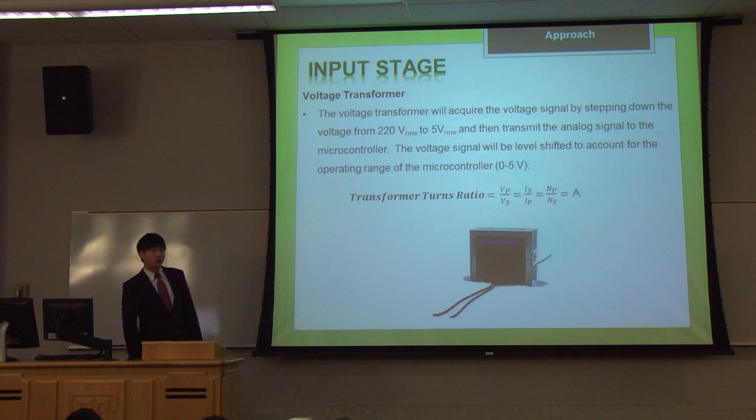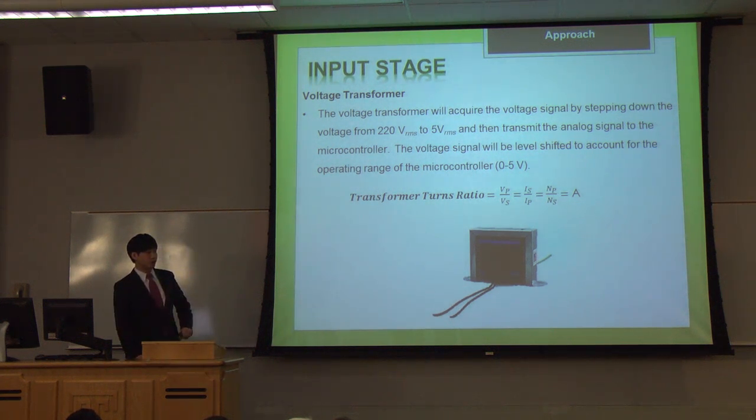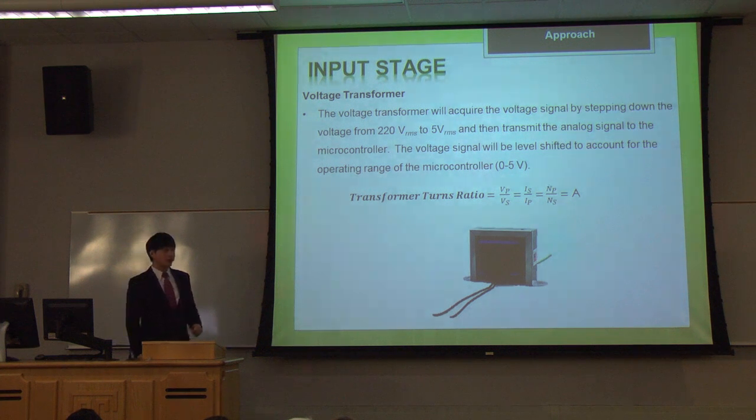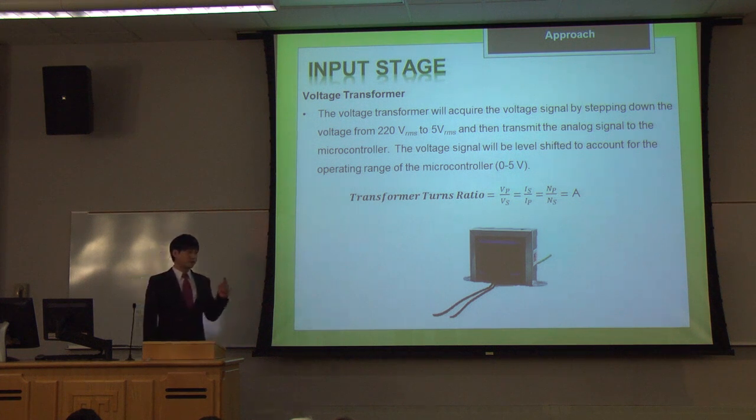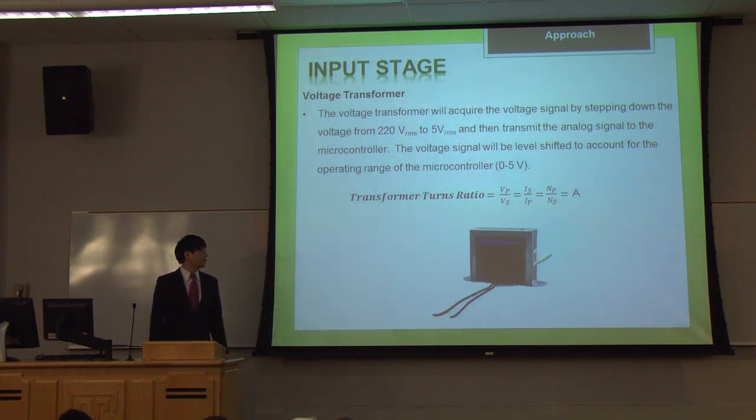The voltage transformer will step down the voltage from 220 VRMS to 5 VRMS and transmit the analog signal to the microcontroller. And the voltage signal will be level shifted to account for the operating range of the microcontroller, which is 0 to 5 volts. This is the equation of the transformer current ratio.